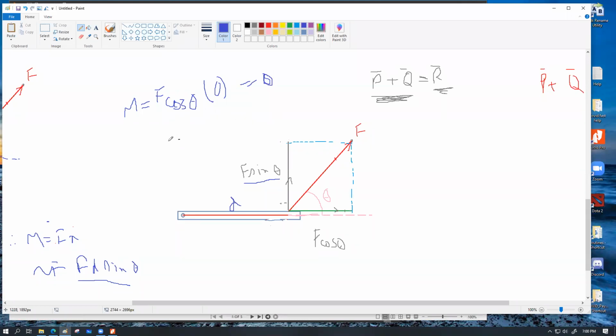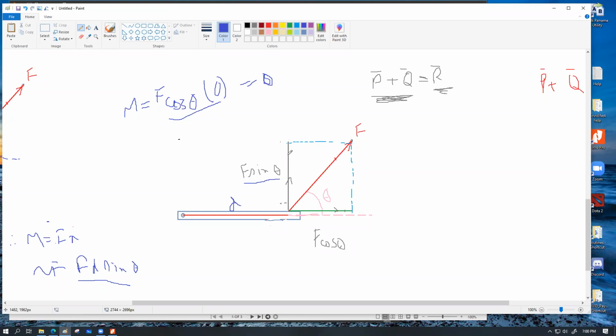So the point I'm trying to make is that the F cos theta force would be there, but its perpendicular distance from the pivot point would be 0. So if you do the multiplication here, the total moment produced by this one would also be 0, which brings us to the remaining component F sin theta. So we have divided F into two parts, F cos theta and F sin theta.